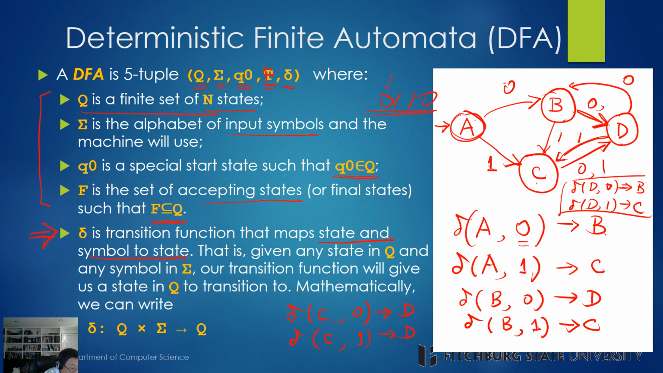The first input is 0, and the starting point is A. So based on the transition function, it's A and a 0, so we move to B. Now we check the state, which is B, and the second input is 1, so we have B and a 1, and we move to C. Now at C, the input symbol is 1 again, so we have C and a 1, which goes to D, right?